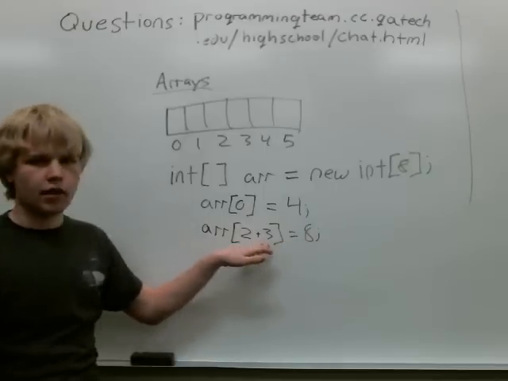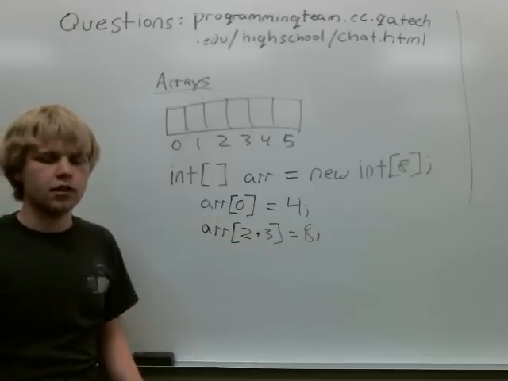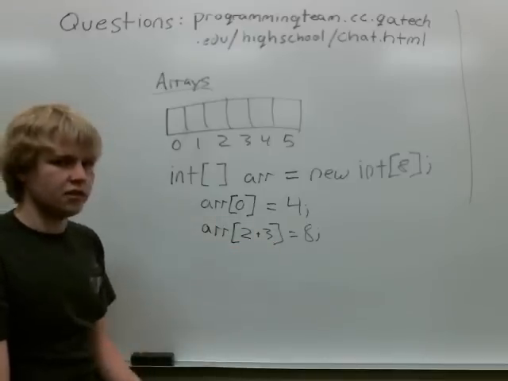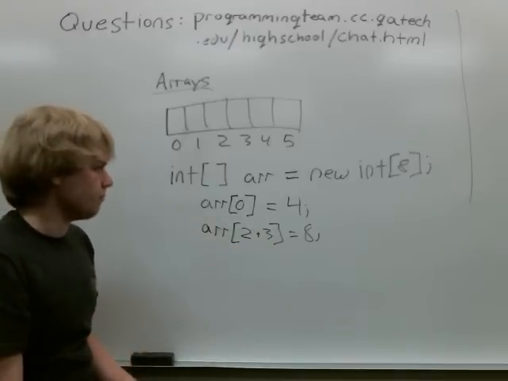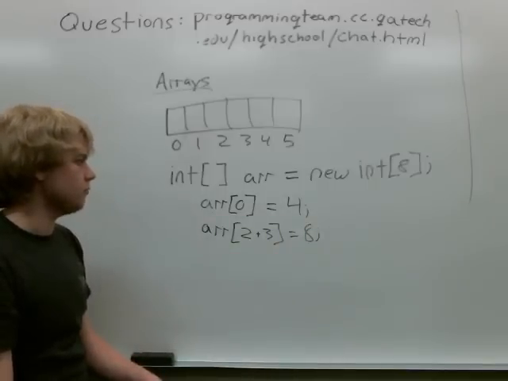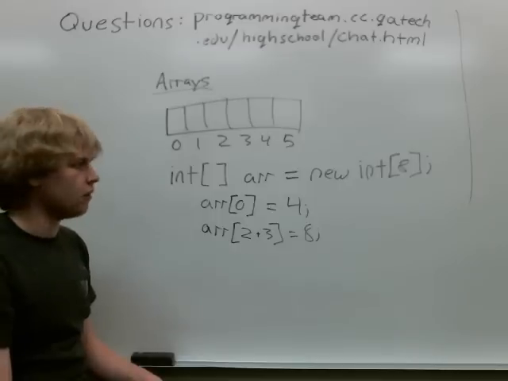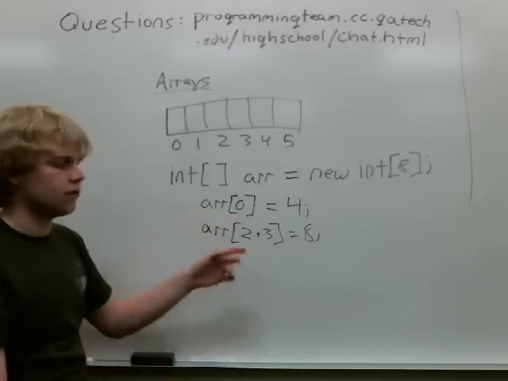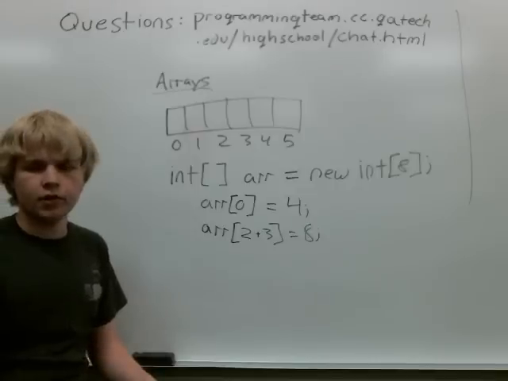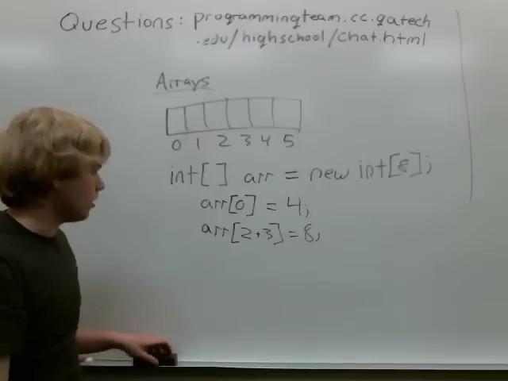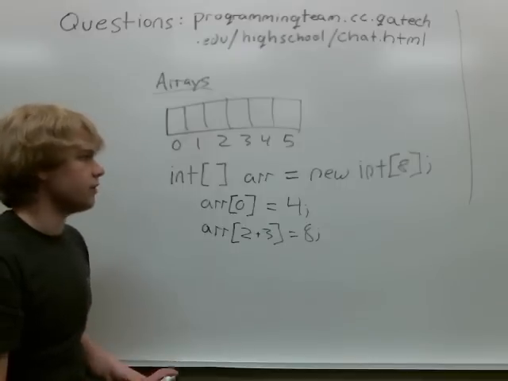You can do basic math operations in here as long as it evaluates to an integer. You can do anything you want in here as long as it's an integer. Okay. Same thing over here. This could be a method call. It's pretty generic. So if you want to access something in an array, you do the same thing. You just use these square brackets, and you can access it. So that's pretty much all there is to simple one-dimensional arrays.